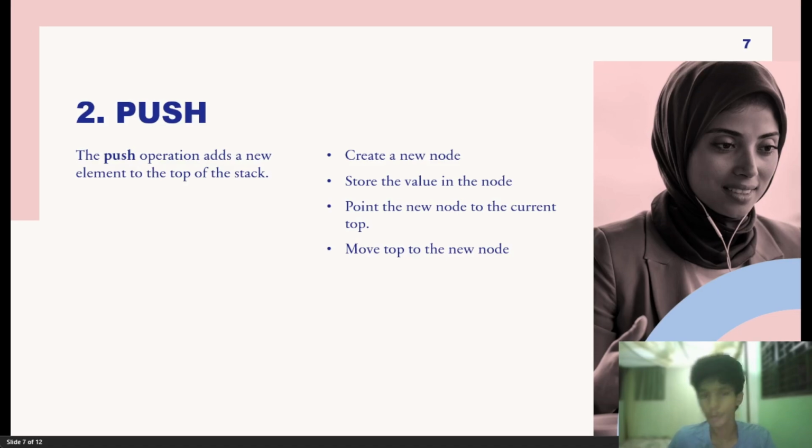The next is the push operation. The push operation adds a new element to the top of the stack. First, a new node is created. Then, the value is stored inside that node. After that, the new node points to the current top node. Finally, the top pointer is updated to the new node. This makes the newly added element the new top of the stack.